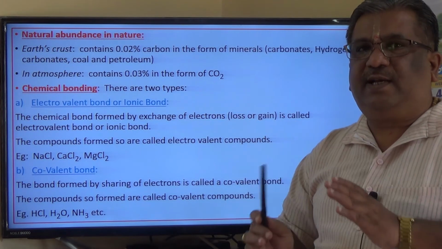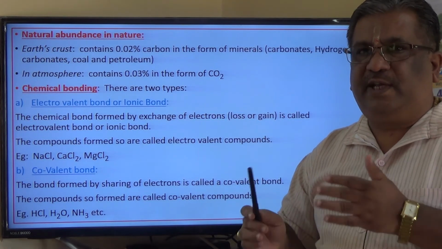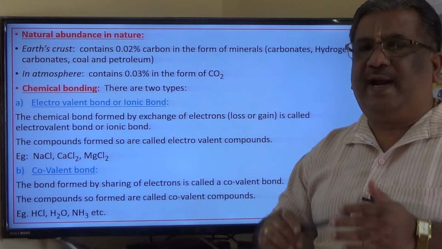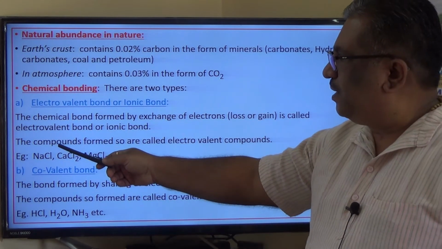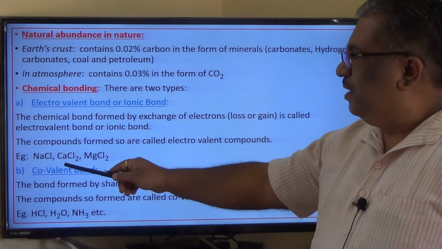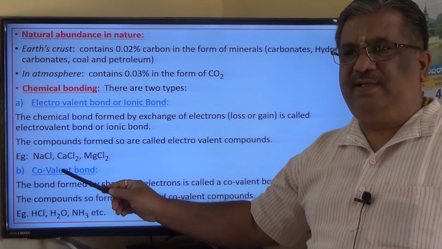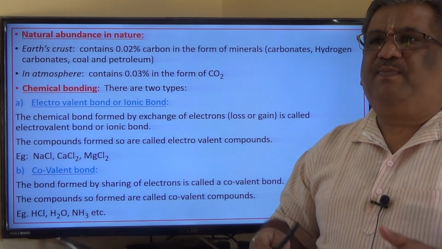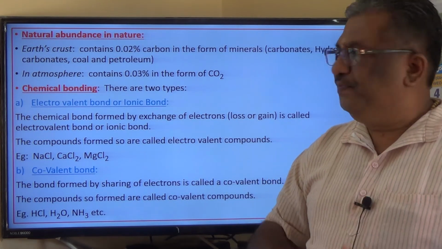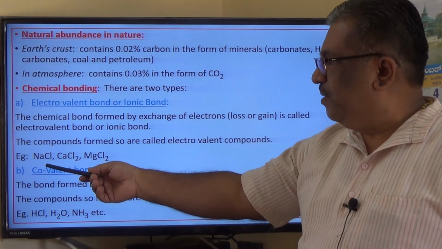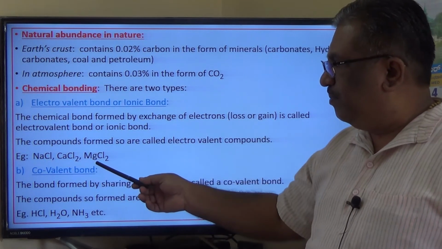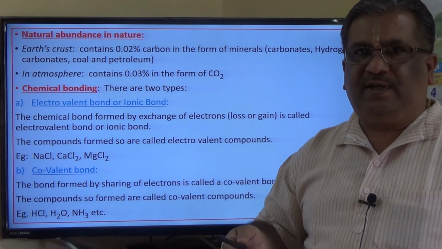Here, between the two atoms, the exchange of electrons takes place and the formation of a new compound takes place by joining of two or more atoms. And the compounds formed by electrovalent bonds are called electrovalent compounds. Examples, you can remember these examples very easily. Generally, ionic compounds are compounds formed by metals and non-metals, such as salts, basically sodium chloride, calcium chloride, magnesium chloride.